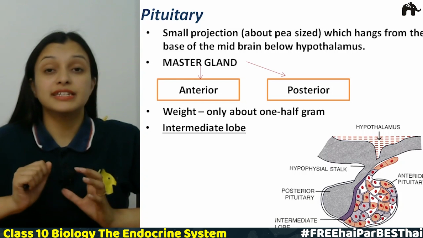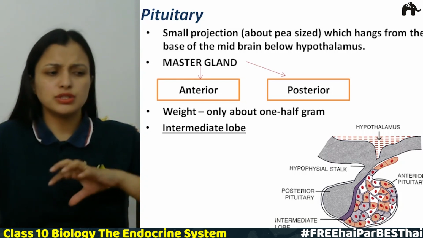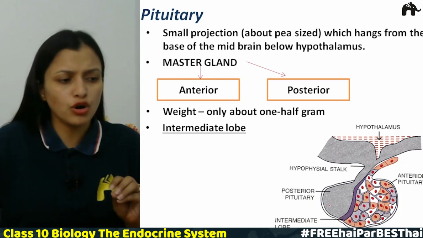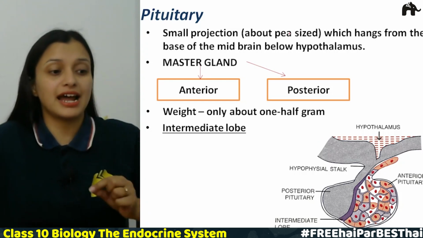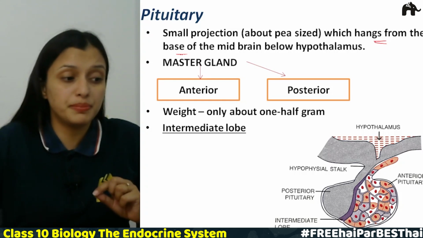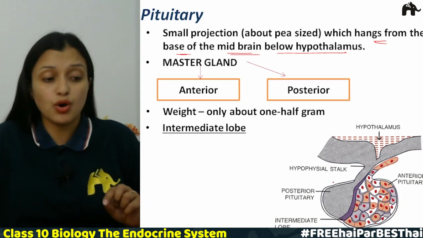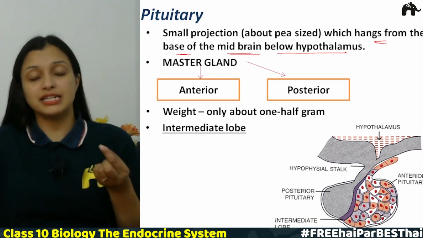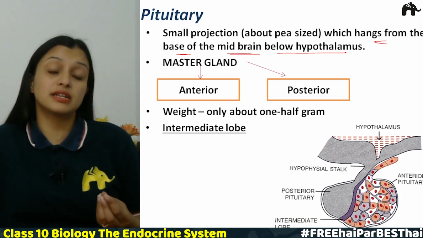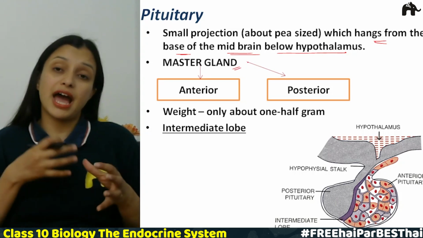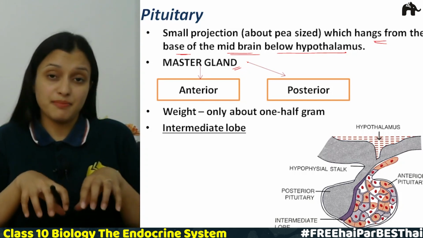Now talking about the next endocrine gland, that is the pituitary gland. As you see, the pituitary gland is basically a small projection, a pea-sized gland which hangs from the base of the midbrain below the hypothalamus. So this is the hypothalamus, and below the hypothalamus is this pea-sized organ called the pituitary. Pituitary is also called the master gland because this is the gland which actually controls all the other glands of the body.